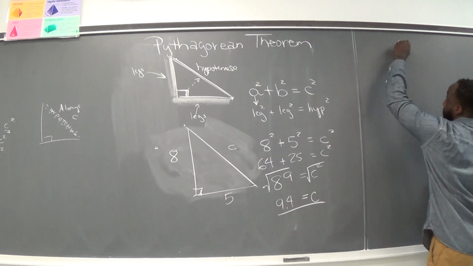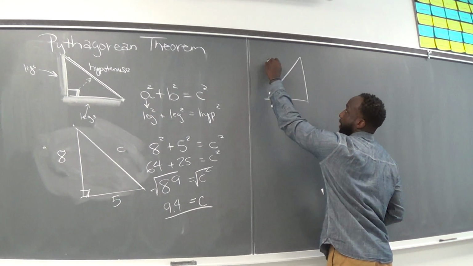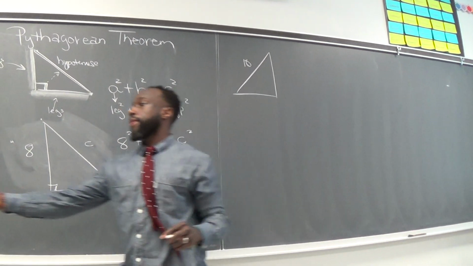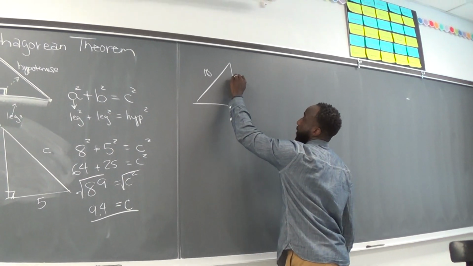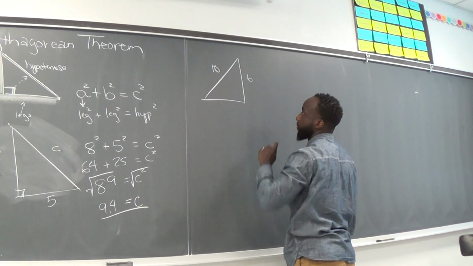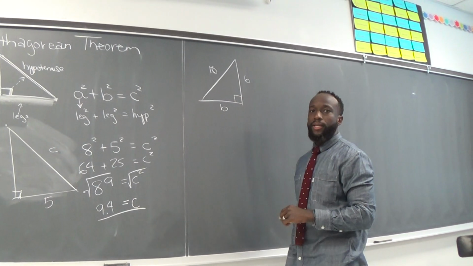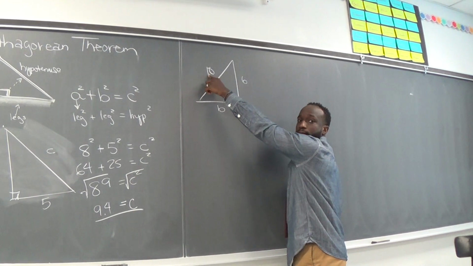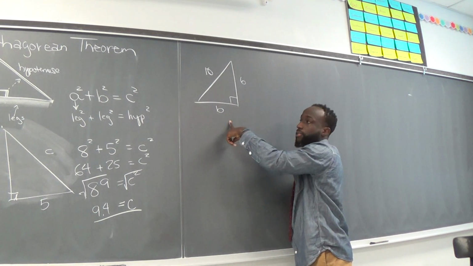Let's look at this triangle here. Alright. Let's say that this is 10. And let's say this is 6. Let's see what happens. Okay? It's the right side. Again, your hypotenuse is 10. Right? Leg is 6 and your leg is B.